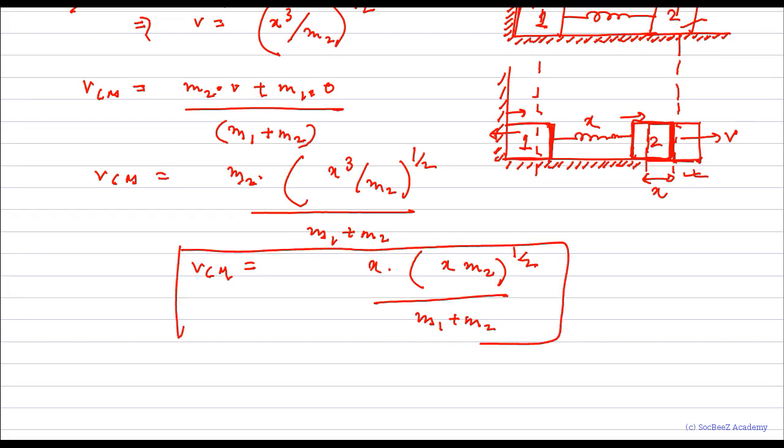Okay, so this is going to be the velocity of the center of mass of the system when the bar of mass m1 is about to lose contact with the wall.